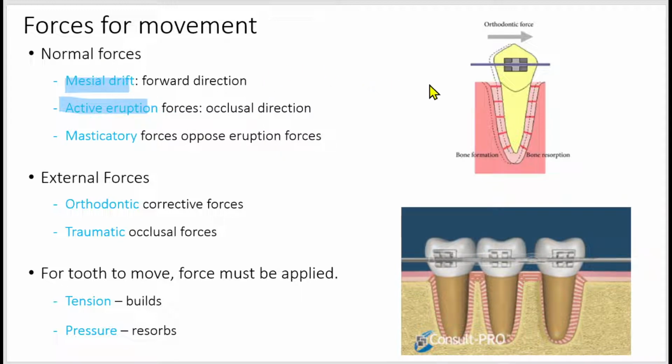Another force is the active eruption. Technically, all the teeth are trying to keep erupting up, but because we have the other force, which is the masticatory force, that will equalize the pressure. And that's why if you have a tooth that is extracted on one arch, the tooth from the other arch will erupt a little bit more up to take that space, because we have active eruption forces.